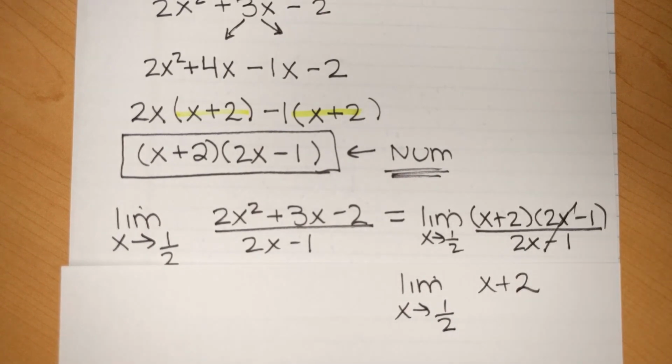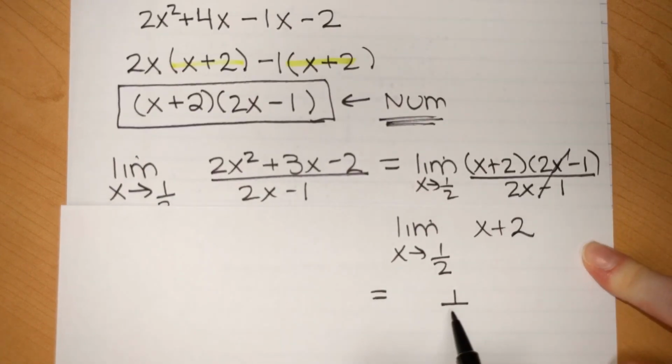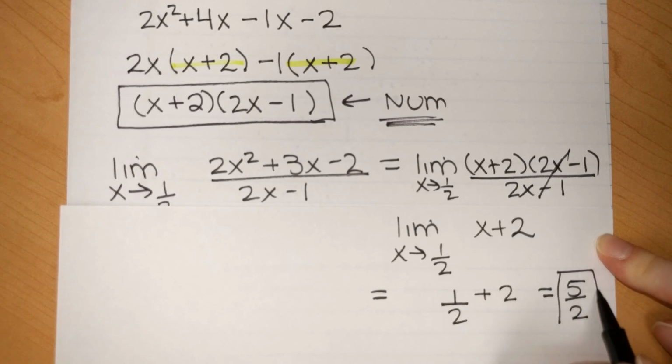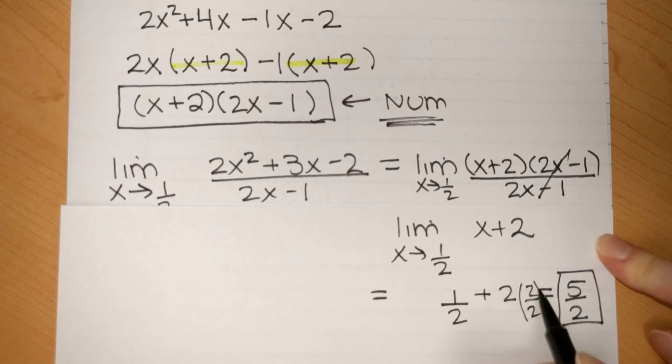And then now that the hole is canceled out, we can plug in our 1/2, and so we get 1/2 plus 2. Getting a common denominator will, of course, give us 5/2 as our final answer, because we'll take 2 times 2, get 4 plus 1 to get a 5/2 for our limit.